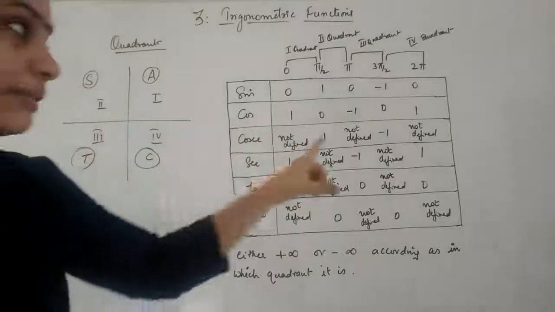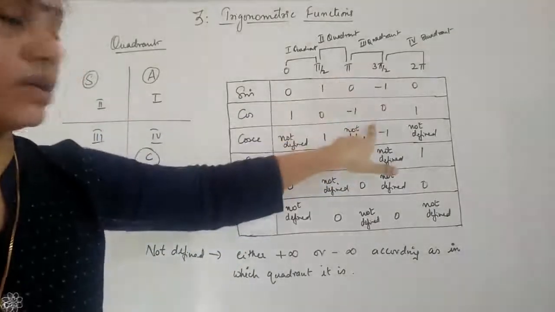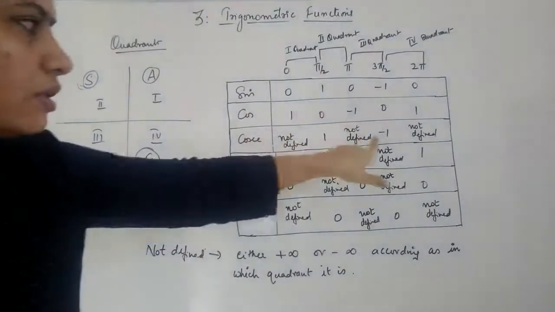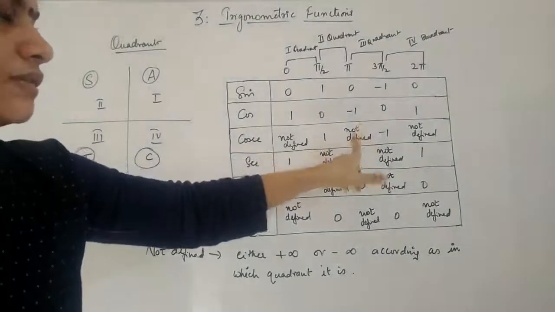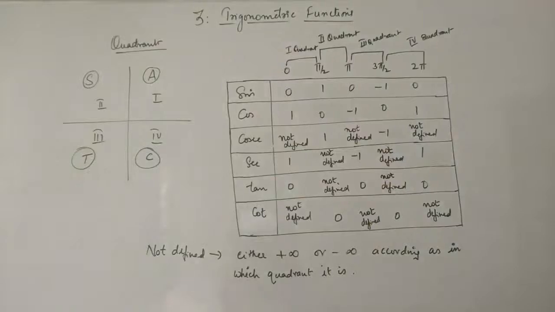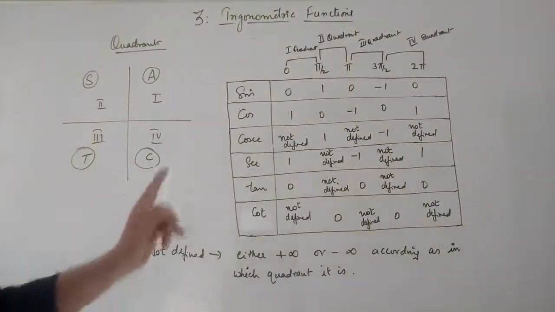Minus infinity. Now why minus infinity? Because it is in the third quadrant, and in the third quadrant your sine value is negative, so your cosec value is also negative. So in the third quadrant you have to treat this not defined as minus infinity. So it is ranging from minus infinity to minus 1. Now minus infinity to minus 1 means it is increasing.